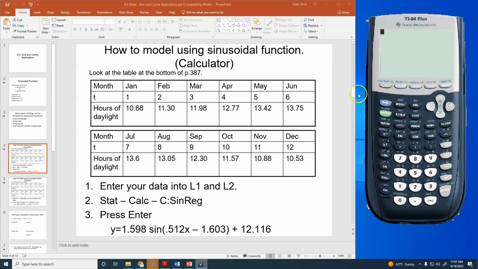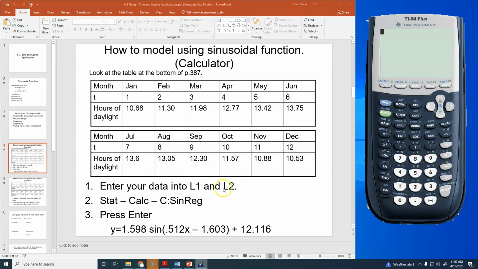So on the calculator, if you want to do any type of regression, a regression is when we take data points and we fit a curve to it. We're going to be looking at sine regression. So we're going to take data points and the calculator is going to fit us a sine curve. But we could take data points and fit a line, or data points and fit a quadratic. You've done that in your other classes, probably on Desmos and not the calculator, but you've seen that before.